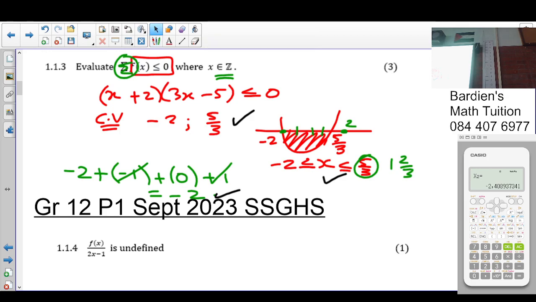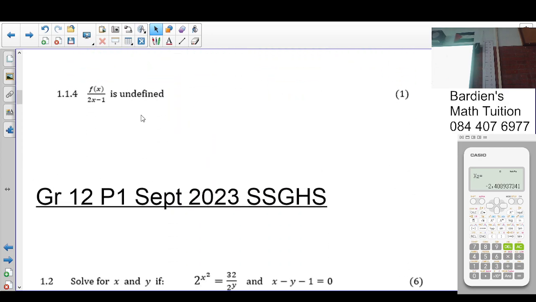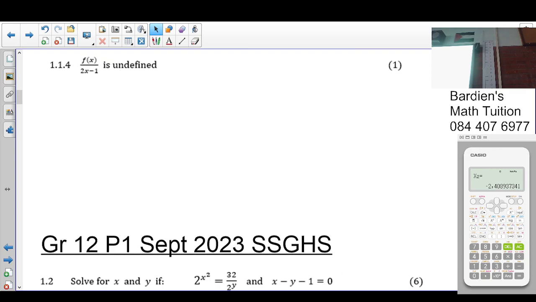Okay. Then it says, where is f of x over 2x minus 1 undefined? When will something be undefined? If the denominator is equal to 0. So it's 2x minus 1 is equal to 0. So x is equal to half. 1 mark there.